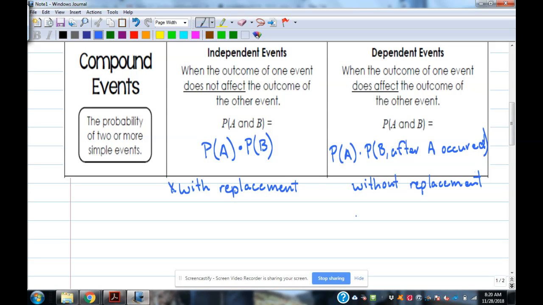Those are some of the key words or key concepts that you want to look for in a problem. They might not say "with replacement" or "without replacement" exactly. They'll say "lay that aside" or something like that. So know the independent events with replacement, and dependent events, where you're not putting it back. Okay, so let's look at the examples that go with this.